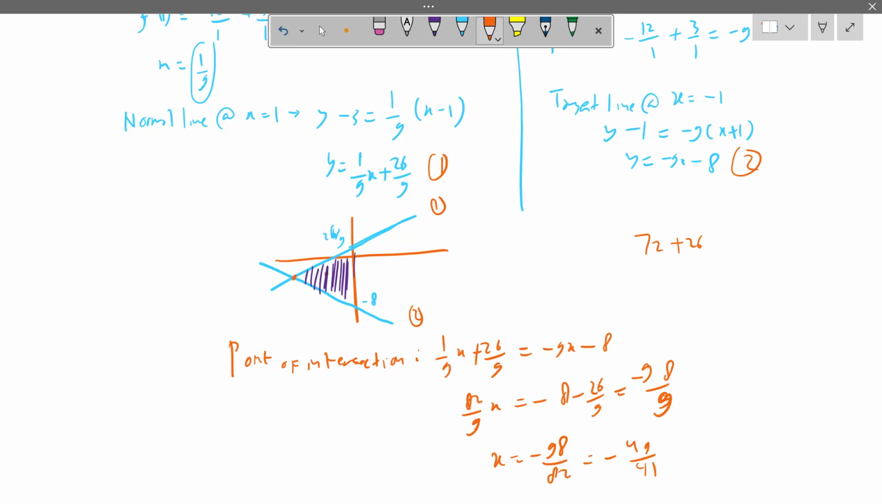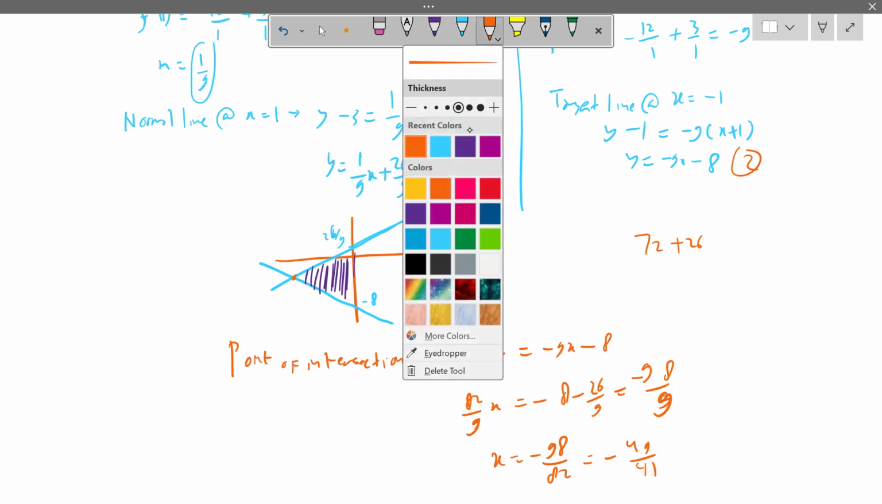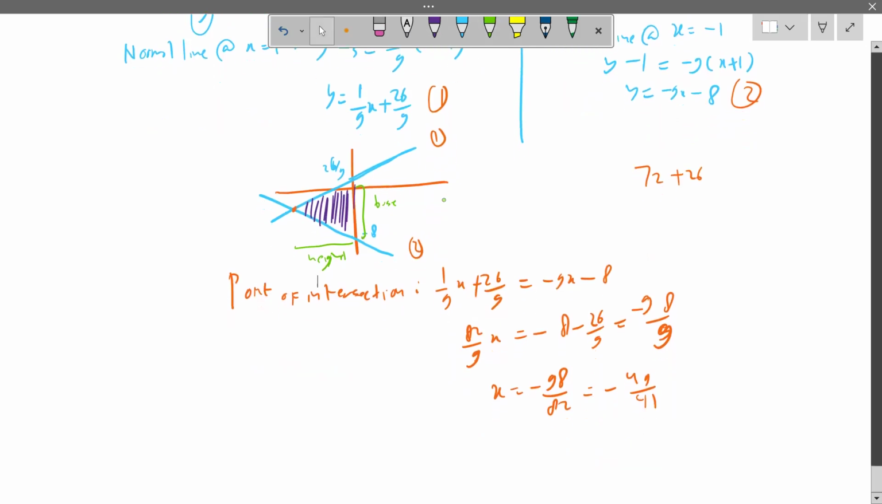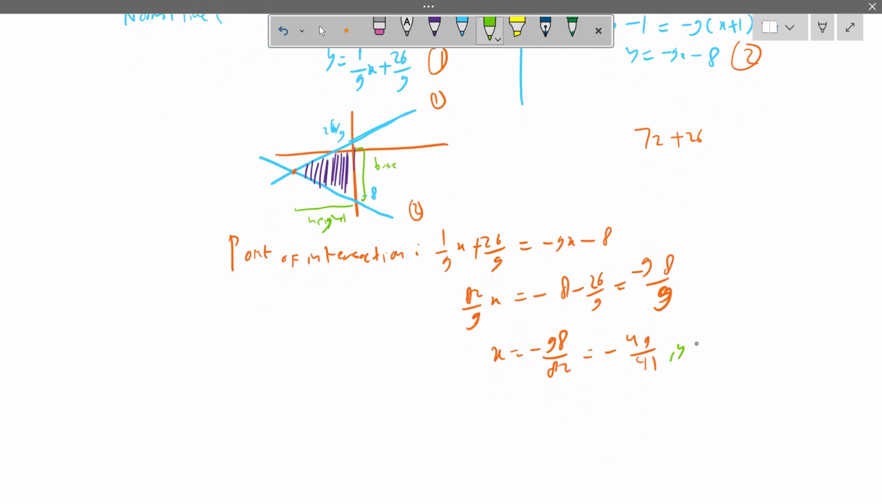We only need to find the x coordinate and not the y coordinate, because with this triangle we have this as the base and then this as the height, and the height is simply the distance from this point to the line x equals 0, the y-axis. So y doesn't matter.